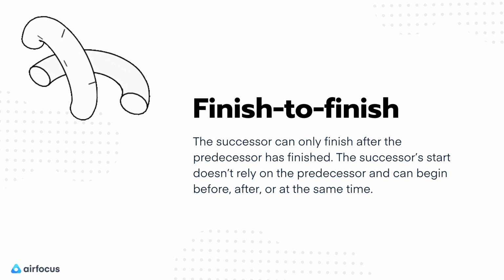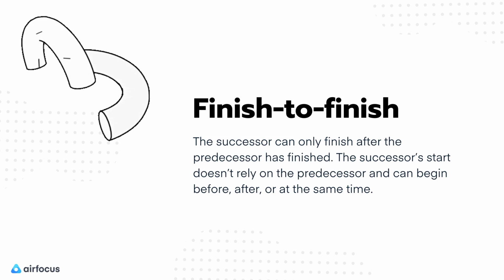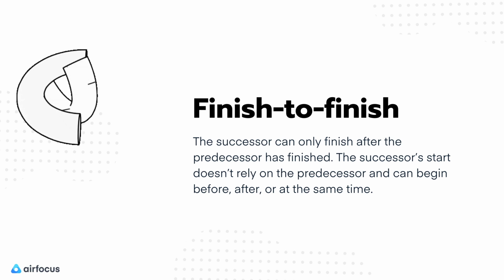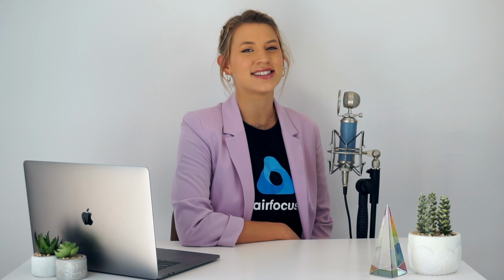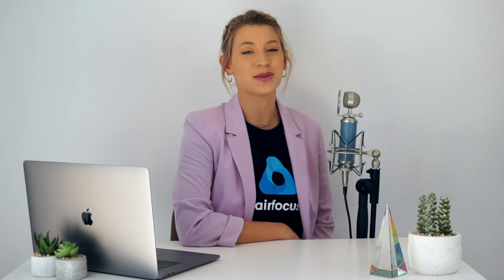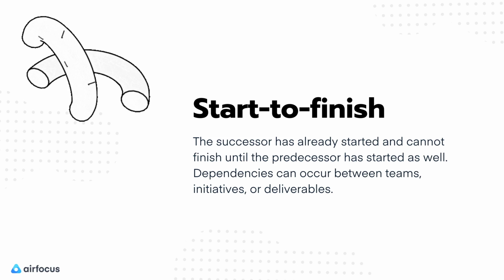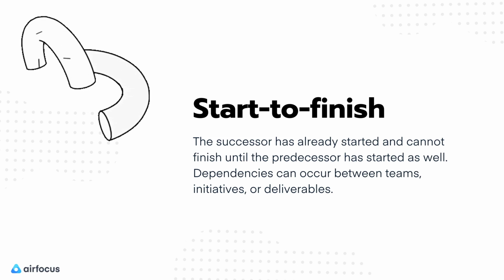Following up, the finish-to-finish dependency. The successor can only finish after the predecessor has finished. The successor's start doesn't rely on the predecessor and can begin before, after, or at the same time. Lastly, the start-to-finish dependency. The start-to-finish is the least common relationship between two tasks. The successor has already started and cannot finish until the predecessor has started as well.